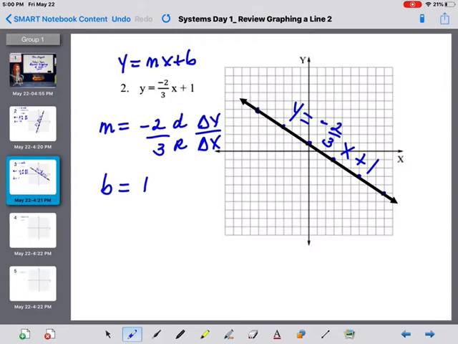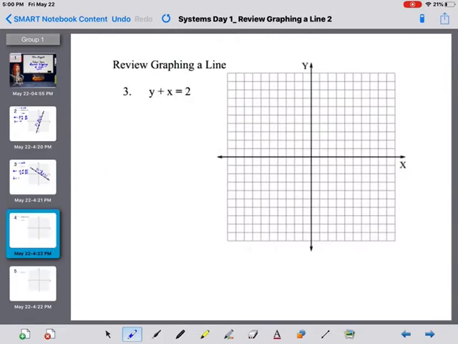All right, so for number 3, this one's going to be a little bit different because if you look at the equation carefully, you're going to notice the y is not by itself on one side of the equation. So it is not in slope-intercept form. So we need to look at the equation to decide what we need to do to get that y by itself. So on the same side as the y, I have a positive x.